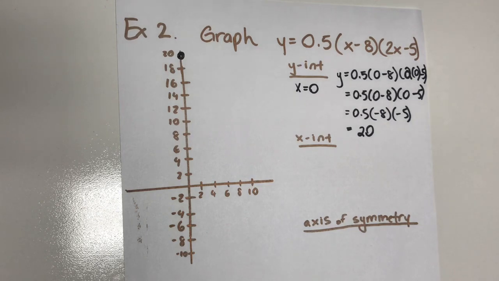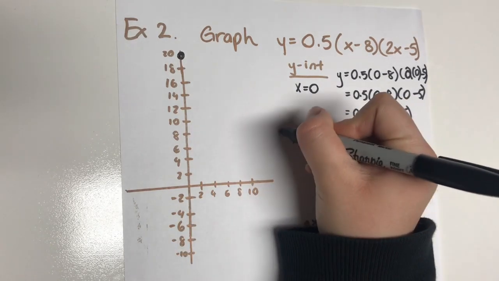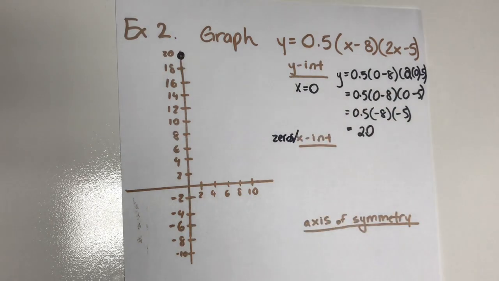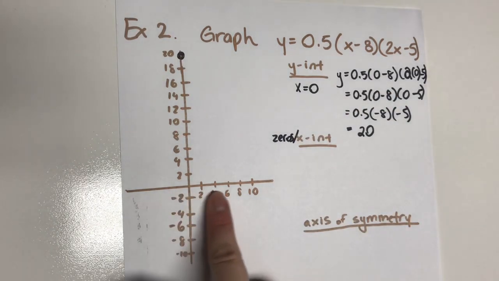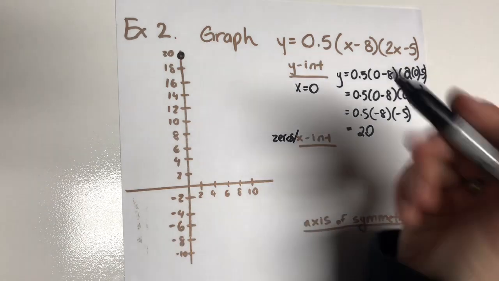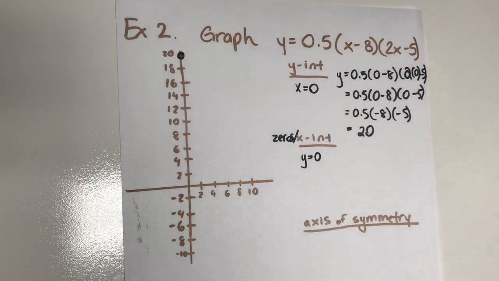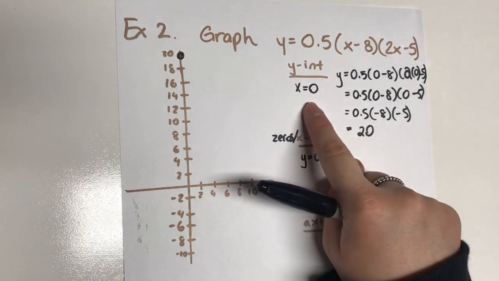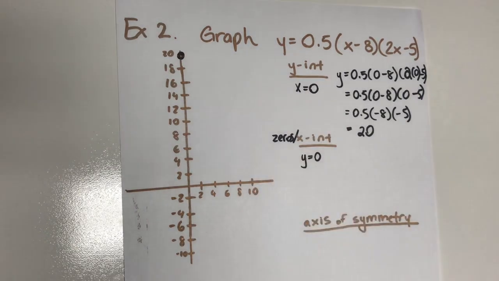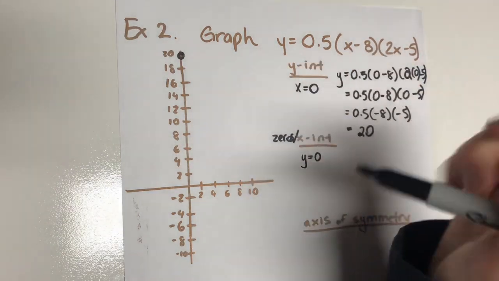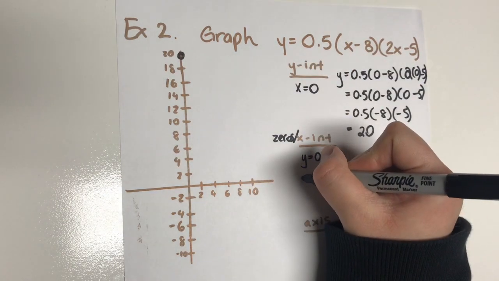Then for my x-intercepts, remember, we also call them the zeros. We call them zeros because along this line, the y value is 0. Here I made the substitution x equals 0. Here I'm going to make the substitution y equals 0. So I'm going to copy the equation that I have initially, but instead of y, I'm going to write 0.